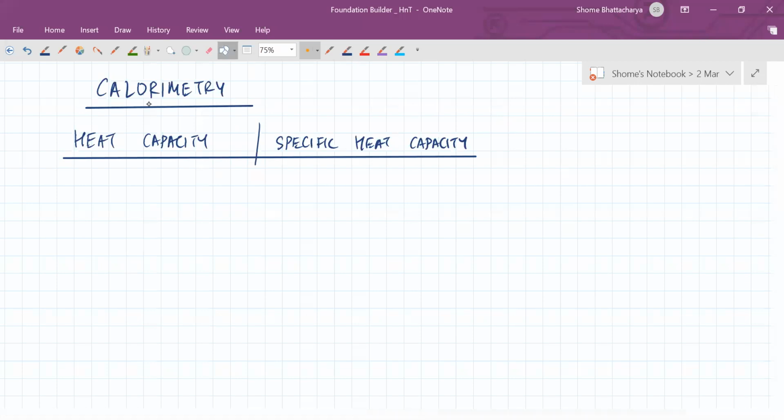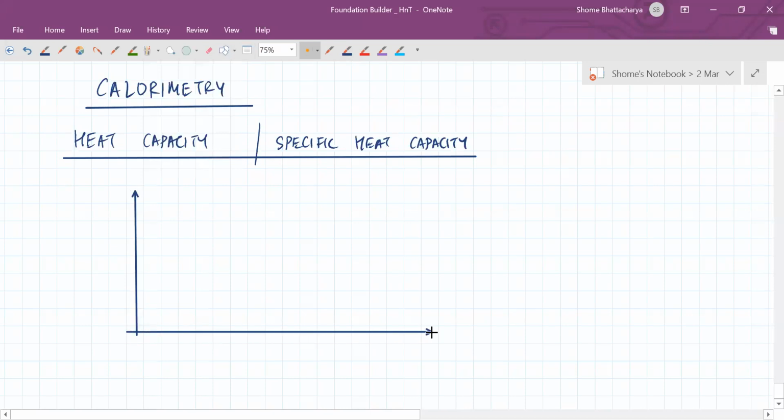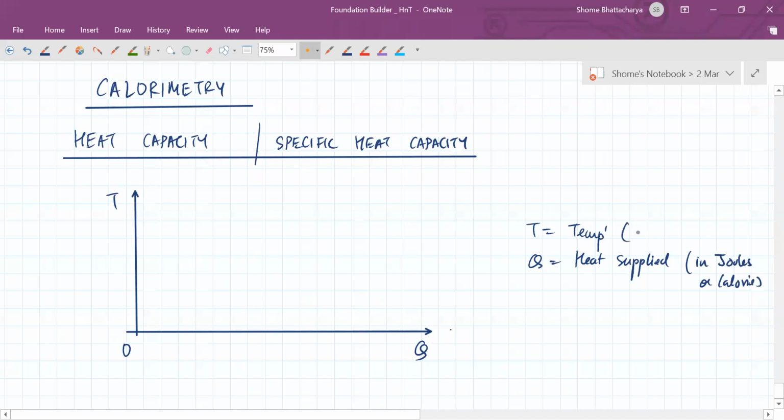So, if the temperature of a solid body or a liquid or a gas, but something that is not changing state in between, if the temperature is varying with heat supplied, Q is heat supplied in joules or calories, temperatures in degrees C or Kelvin, whatever.